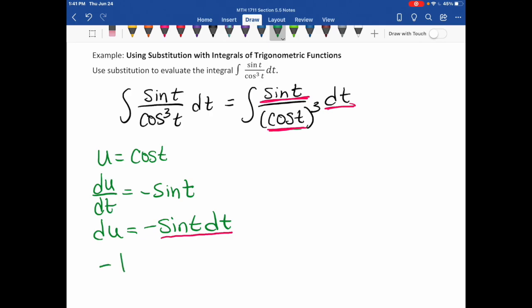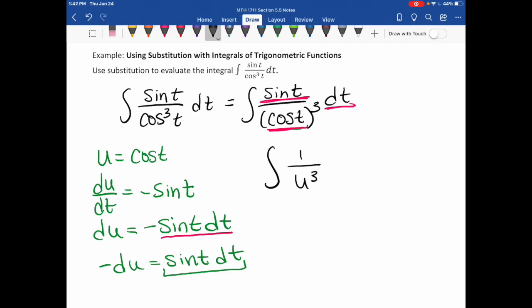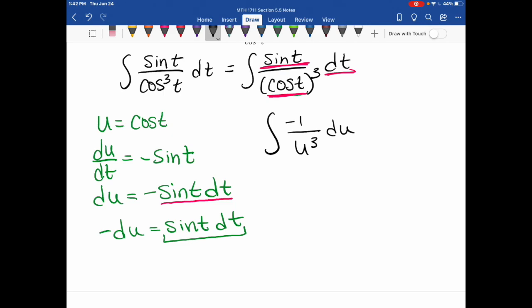So I need to isolate sine t and dt, so I'm going to divide both sides by -1, and I get negative du is equal to sine t dt. So now I can replace that sine t dt with negative du. So now I have 1 over u cubed, and I can replace sine t dt with du and a -1. And if you want, remember with your properties of integrals, you can pull out constants. So I can actually pull the -1 in front if I'd like and write it like this.